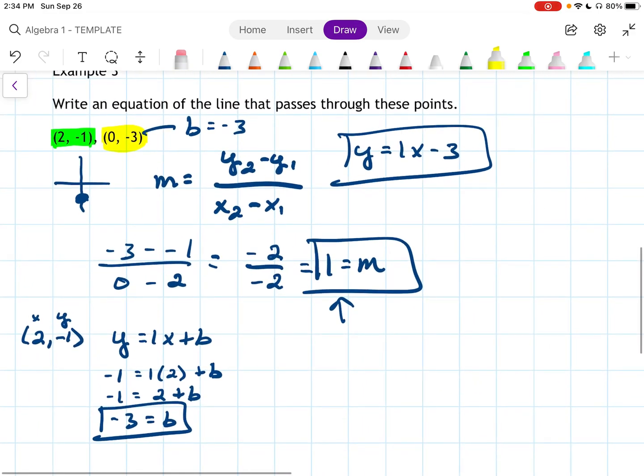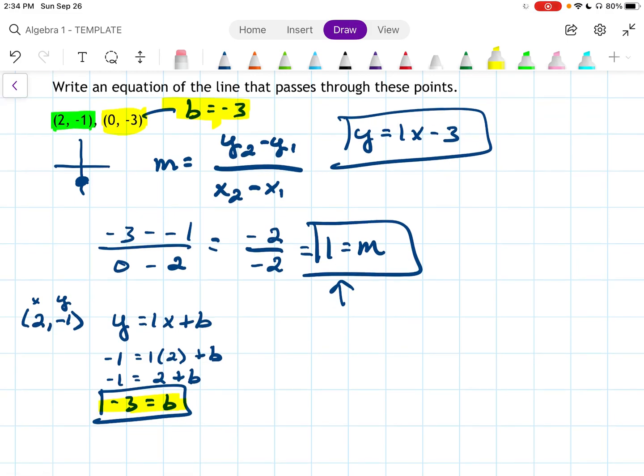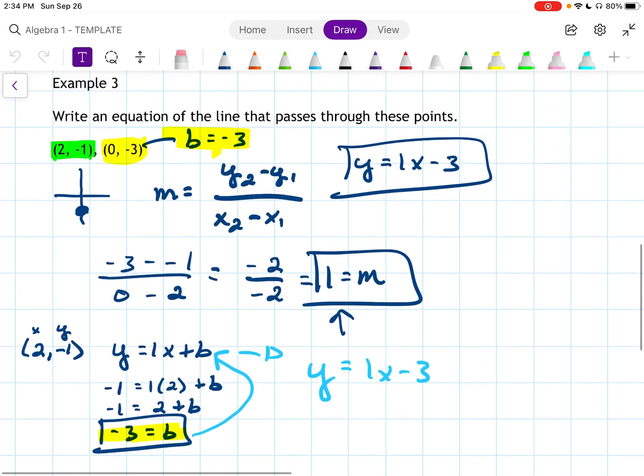Notice that that is the same thing that we got from that point up there, right? And it should be, right? We're just doing the problem in a different way. Now that we have b equals -3, we could plug back in to our slope-intercept form to get y equals 1x minus 3. And you could write this as just y equals x minus 3. You don't actually need that 1.